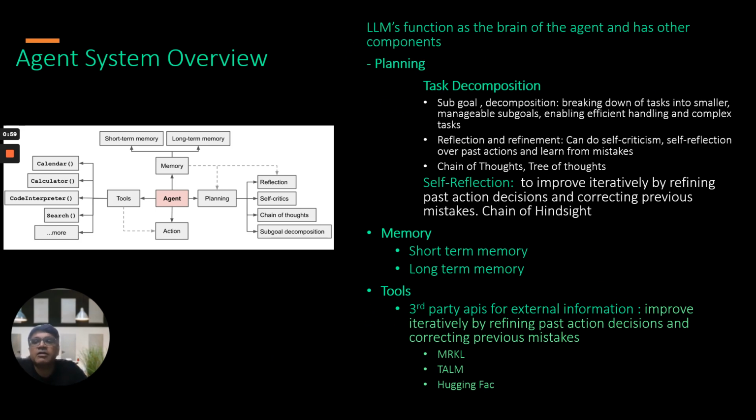In this case, the LLM functions as the brain of the agent, and there are other components. For example, there is a task decomposition or planning component whereby you break down the task into smaller, manageable tasks or sub goals, and eventually do those tasks at a much easier level. Obviously, there is going to be some amount of reflection and refinement. We expect most of these agents to do some level of self-criticism and self-reflection. There are frameworks to do this kind of thing, which go over past actions and learn from mistakes.